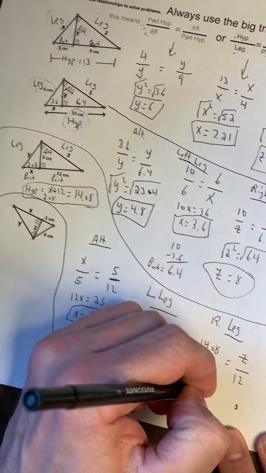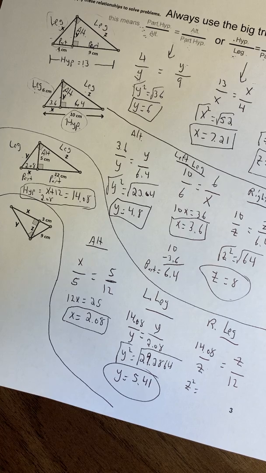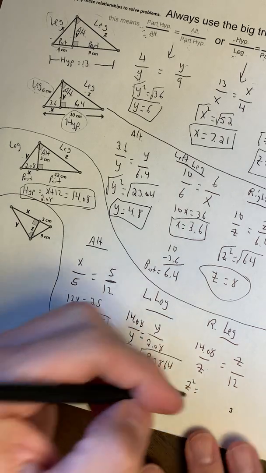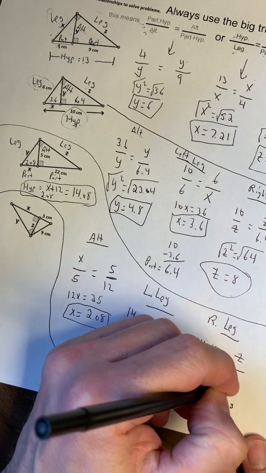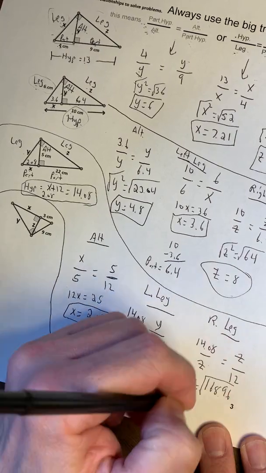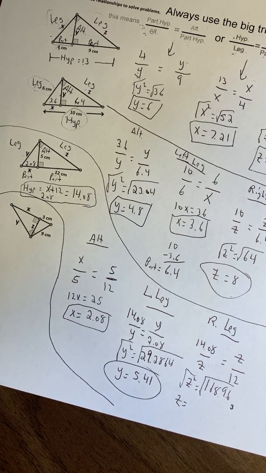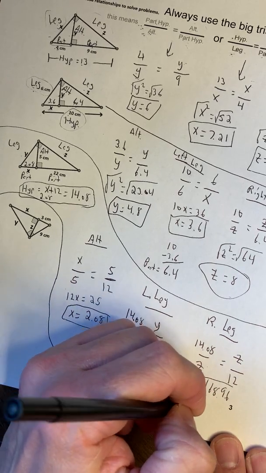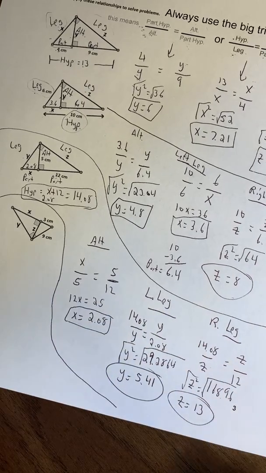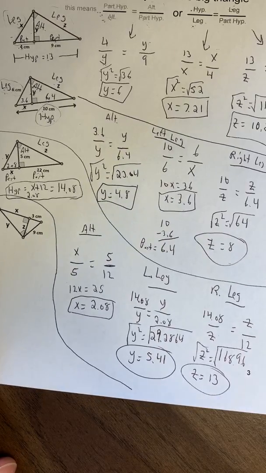I'm going to get Z squared equals 14.08 times 12. That's 168.96. Square root that guy. I have no idea what the square root of it is. All right, it's 12.998, so I have to round it up to 13. Round it to 2 decimal places. It's 13. Okay, so there's that one. So I got that down.